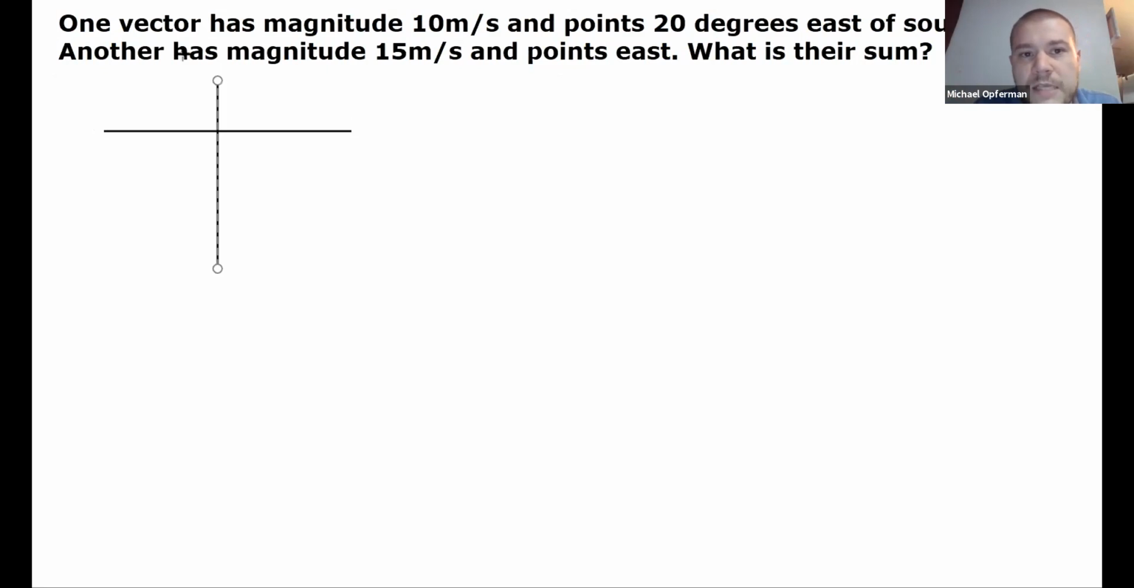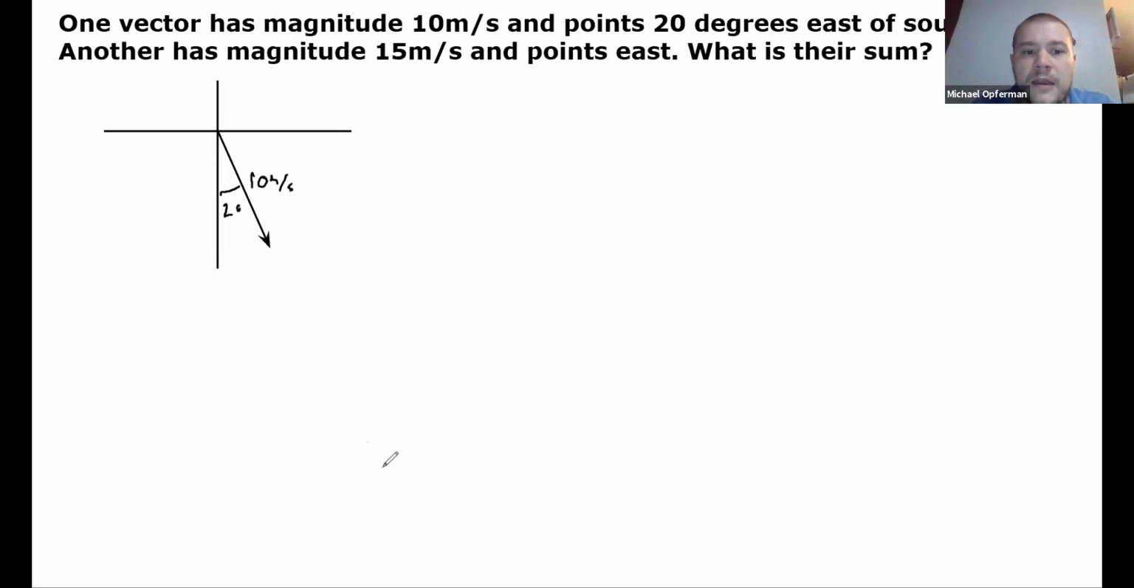The first vector has magnitude 10 meters per second and points 20 degrees east of south. That method of specifying directions like east of south we didn't talk about, but hopefully it's self-explanatory. That means 20 degrees, start with south and go 20 degrees east of that. So that would be a direction like this with 20 degrees here. And this guy has magnitude 10.